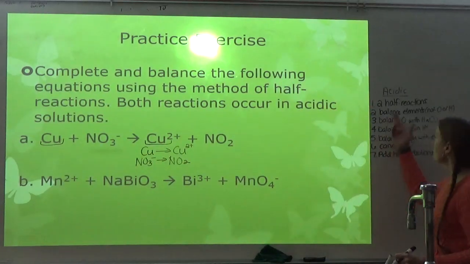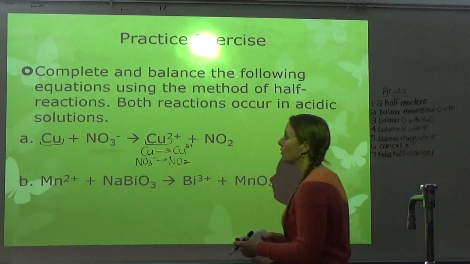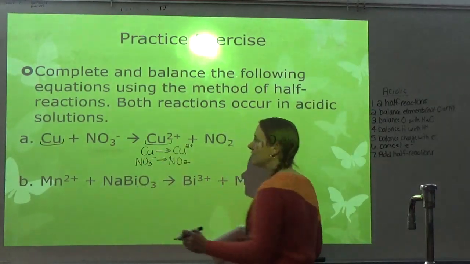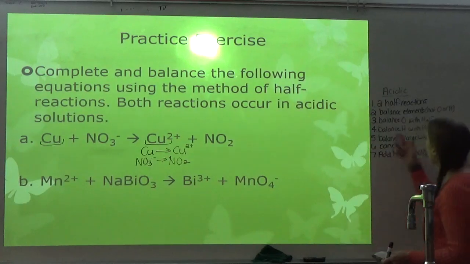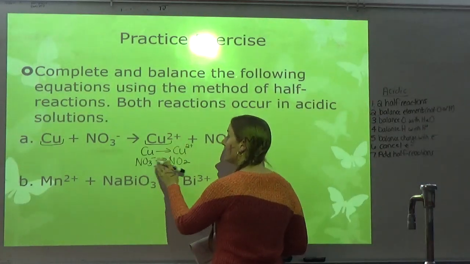Follow our steps. I split my half reactions, balance all elements besides H and O. Well, I got Cu, that's balanced, N's already balanced, so I'm good there. All right, balance O with water, if necessary.